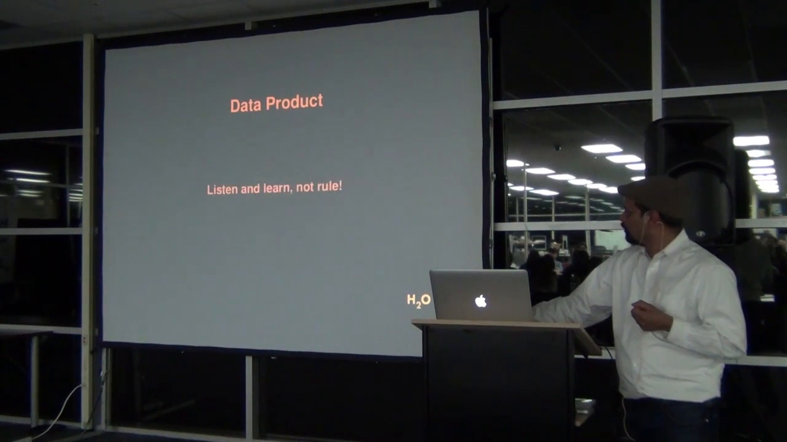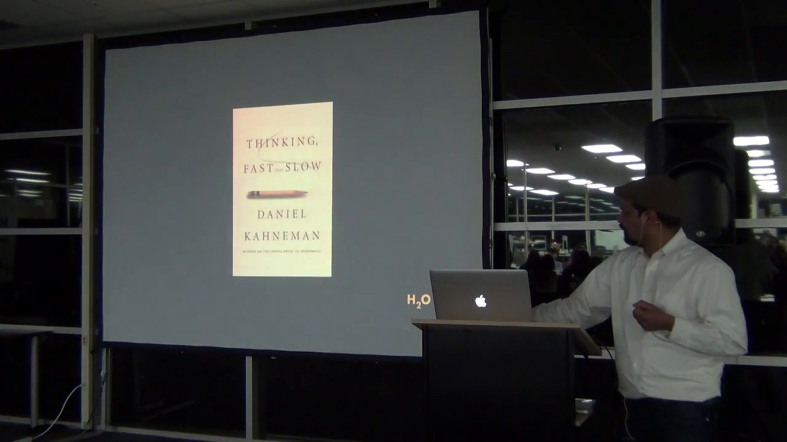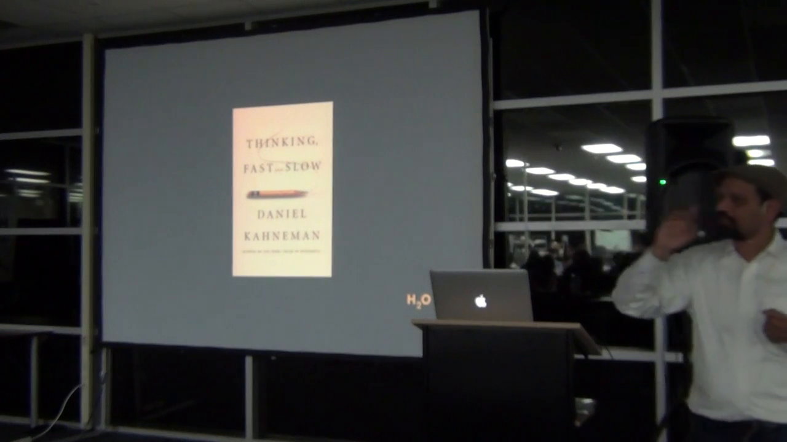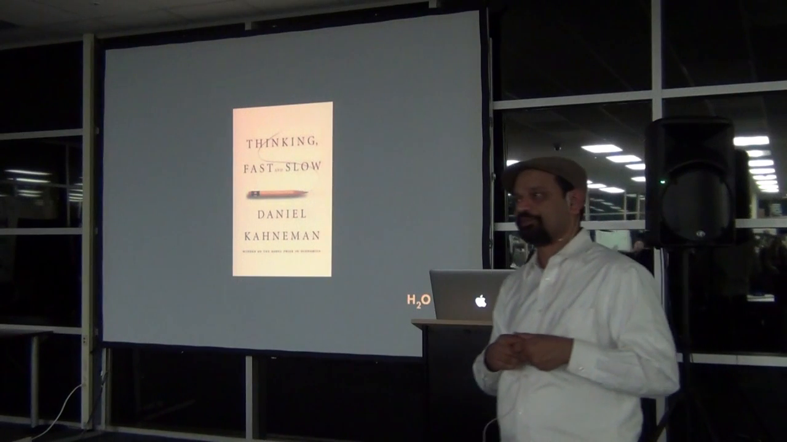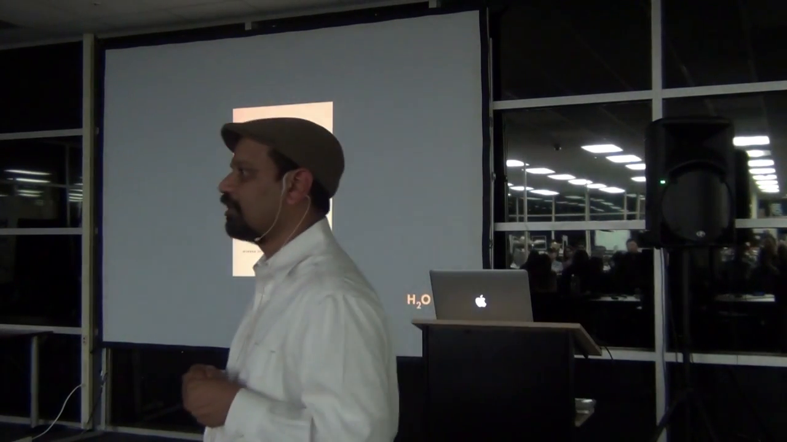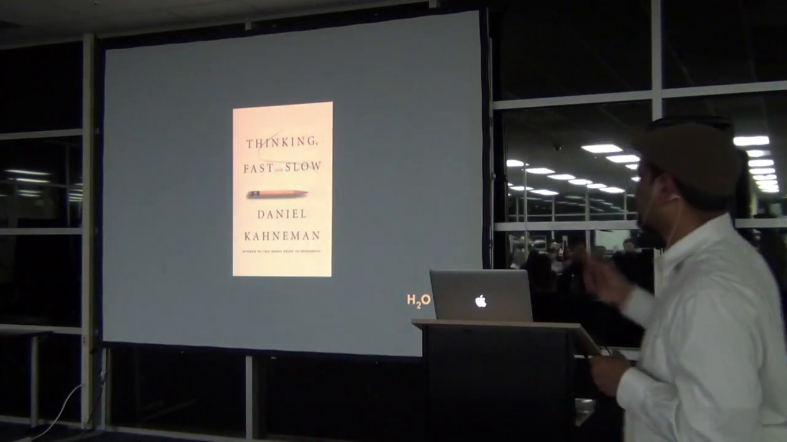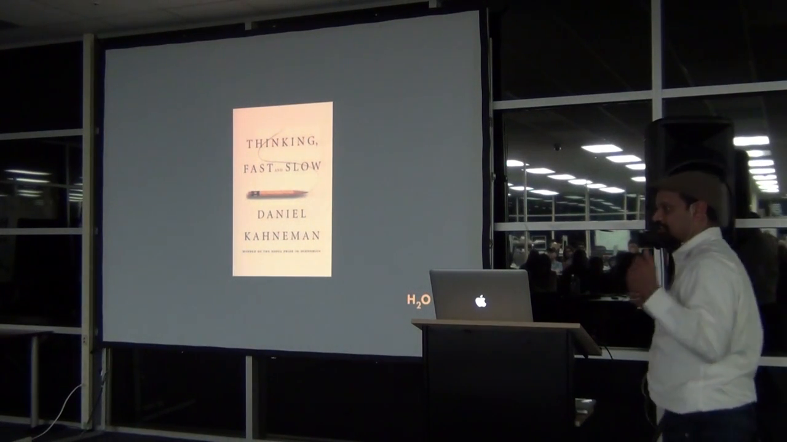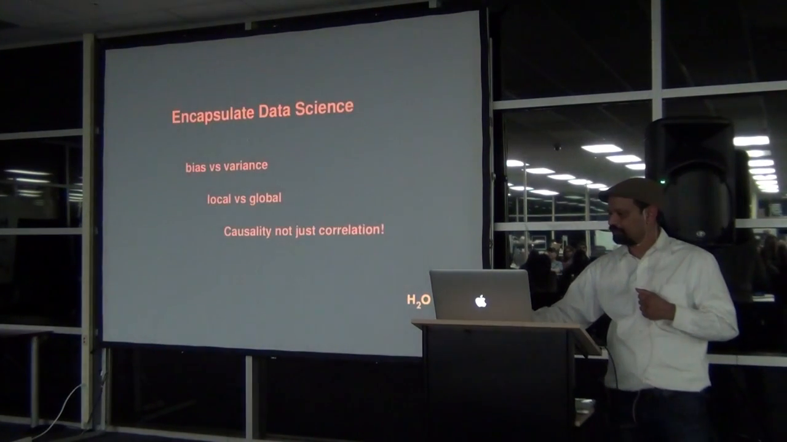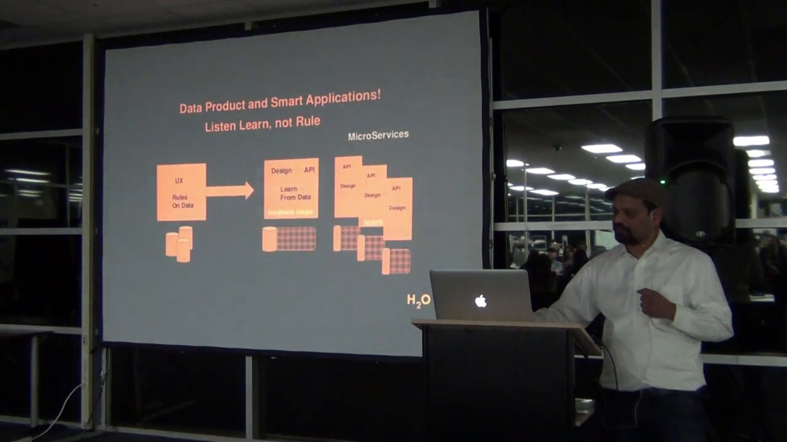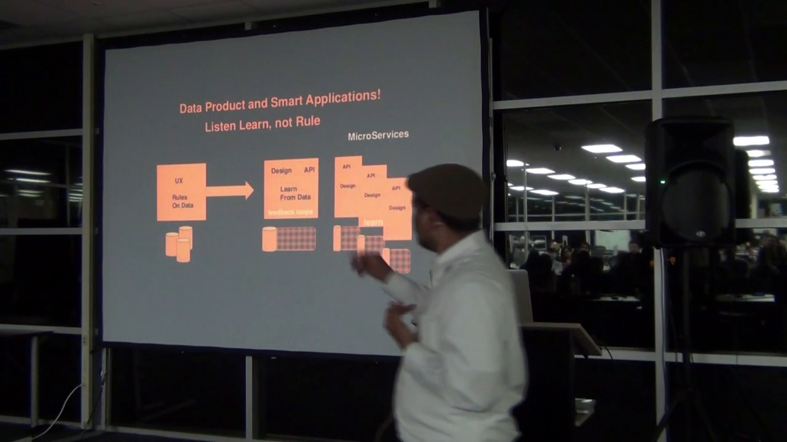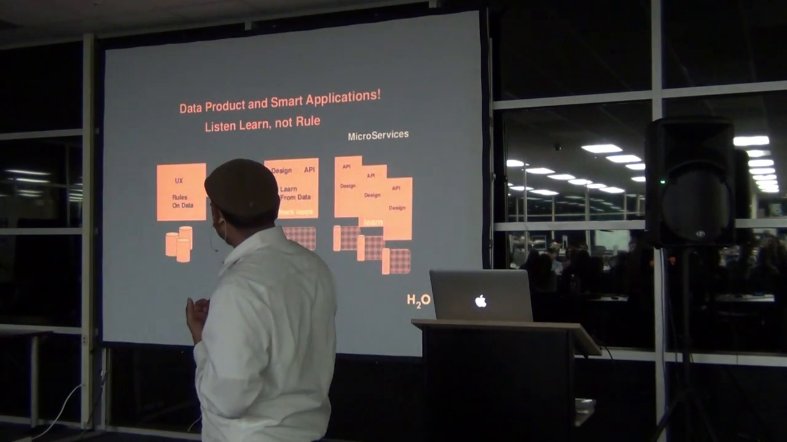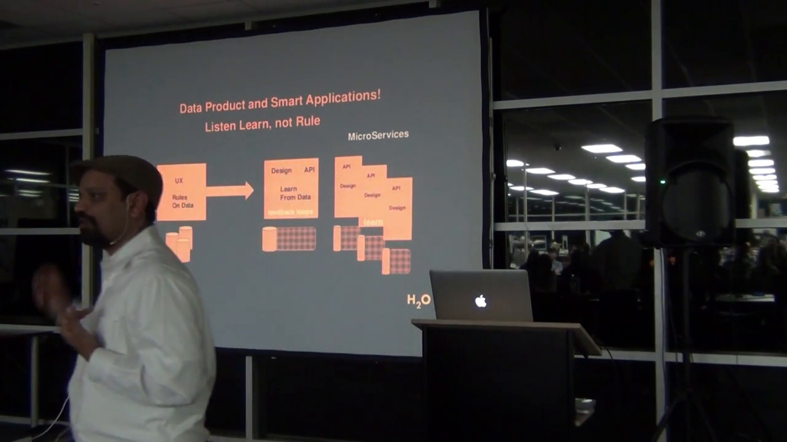Of course, I'll jump through here. The key piece is, how many of you have read this book? It's a pretty interesting book, Thinking, Fast and Slow. I actually call it scoring versus learning, right? You're training, and then you're thinking slow. When you're thinking fast, you're just reacting to the model you already have. The first part is, of course, you encapsulate rules, right? But you want to go from rule-based applications to more learning-based applications.